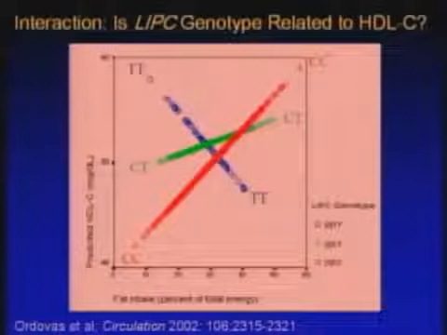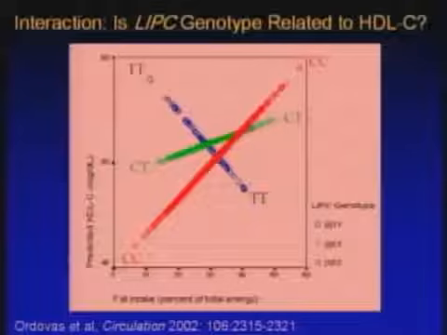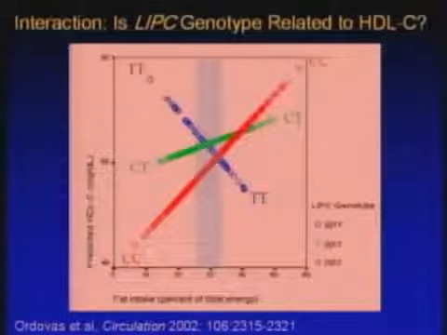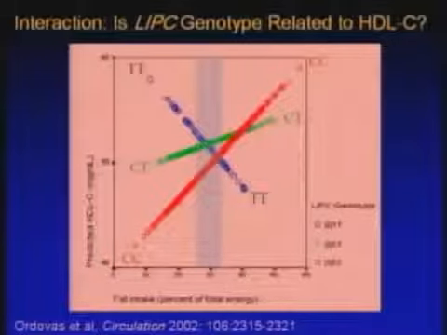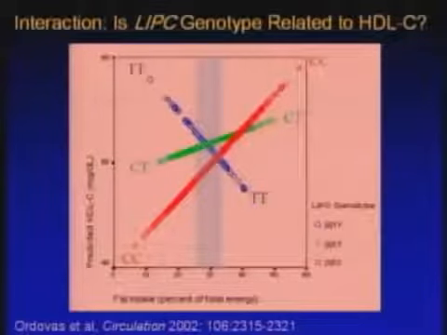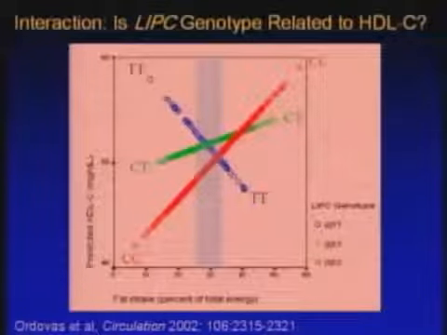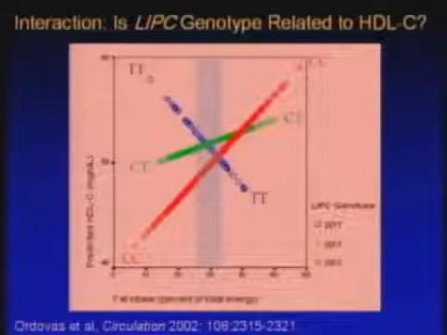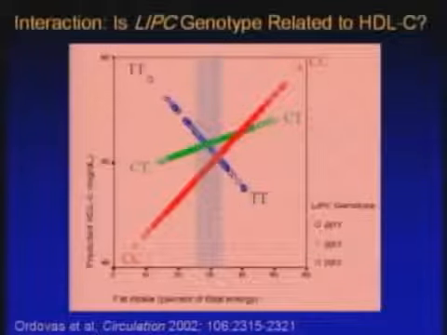Now, these are ecologic data. They're not interventional data. So forgive me for implying causality, but that was essentially what was inferred. What's interesting about this is, say you looked at this middle band, at people in a population who were eating about 30% fat, which is about the average American diet. You would conclude that there was no association between LipC genotype and HDL level, if that was the question you were asking.